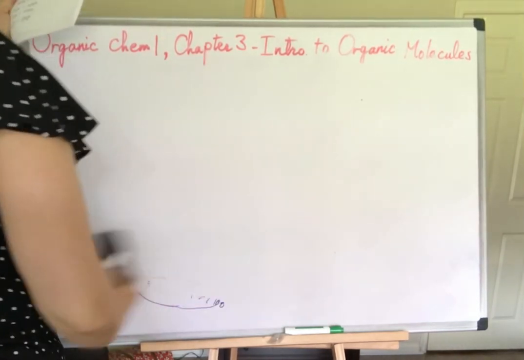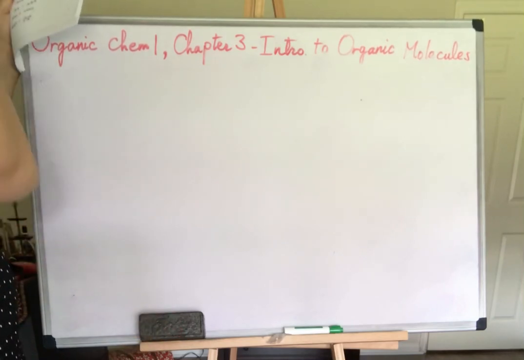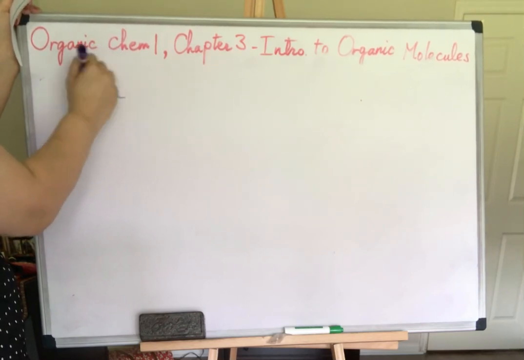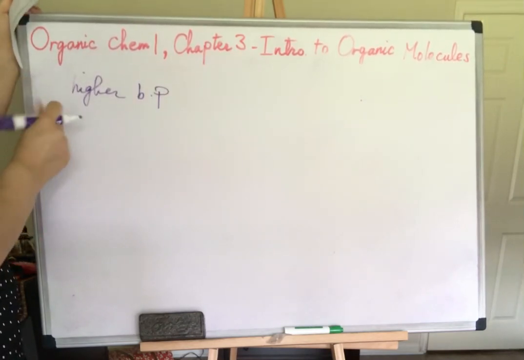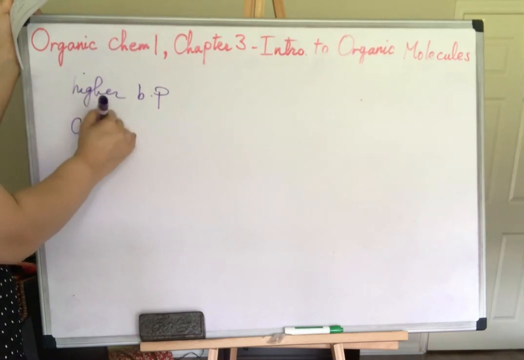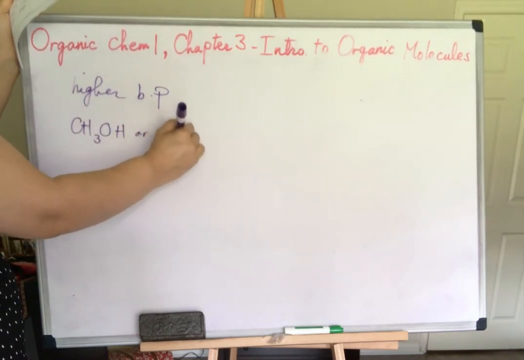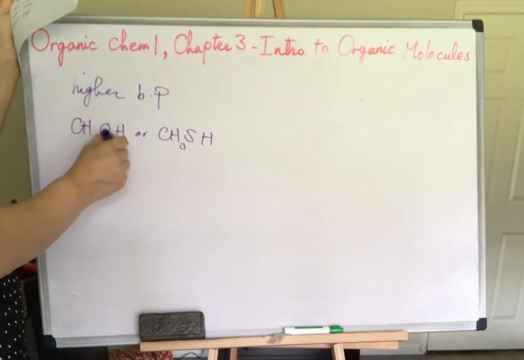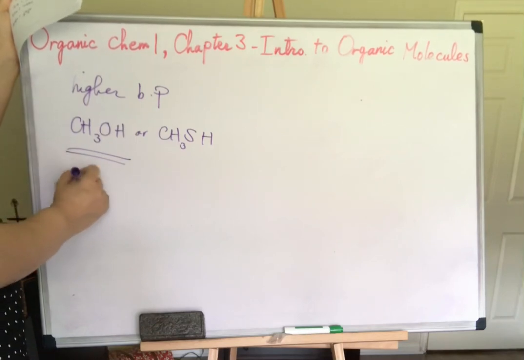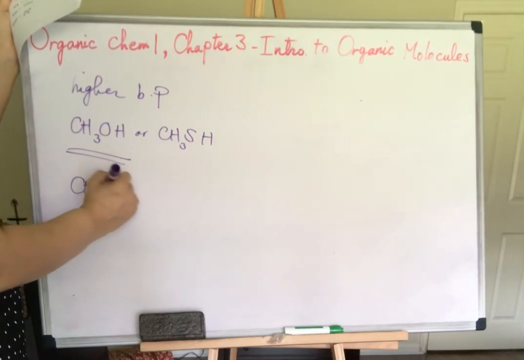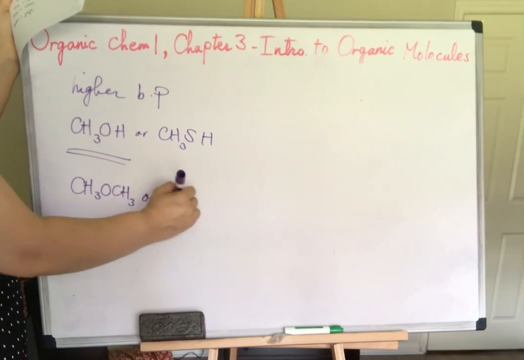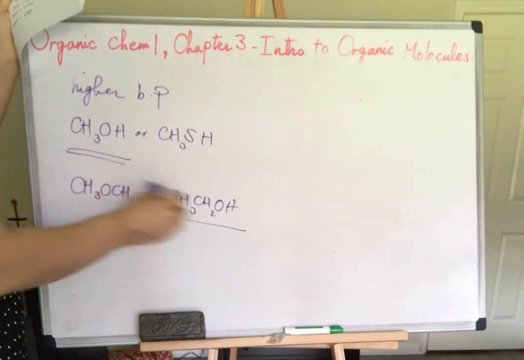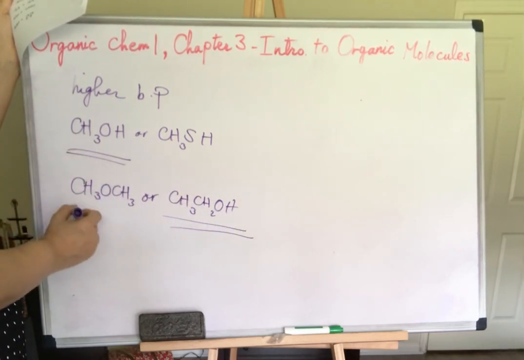Okay, let's work quickly on some of these. Circle the molecule that should have the higher boiling point. We're looking for higher boiling point, so we have to look for the stronger intermolecular forces. CH3OH or CH3SH, which one has the possibility for hydrogen bonding? This one. If we talk about CH3OCH3 or CH3CH2OH, which one has a possibility of hydrogen bond? This one.